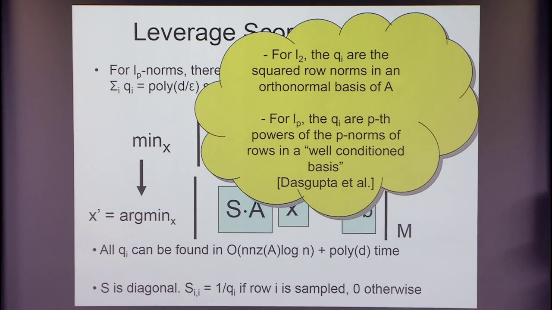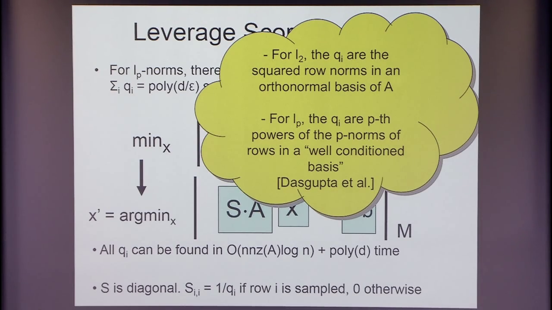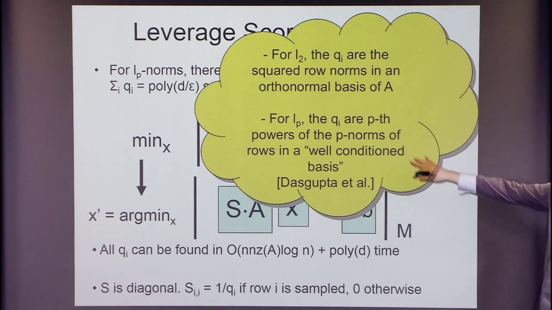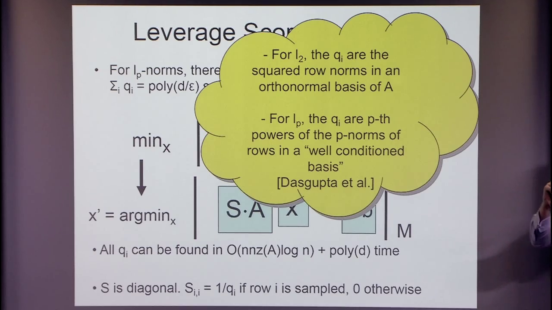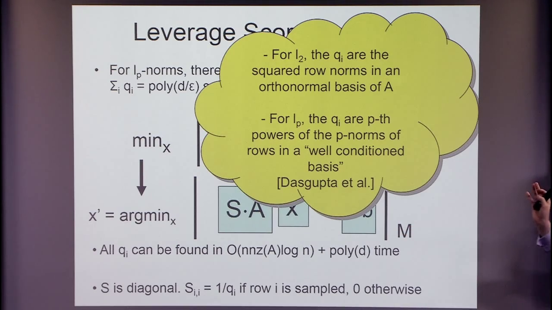And there are generalizations to LP norms. So instead of least squares regression, if I look at LP regression, there's a generalization of an orthonormal basis to what's called a well-conditioned basis by Dasgupta et al. And it's very similar in the sense that the qi are the pth powers of the p norms of rows in this notion called a well-conditioned basis. Okay, so that's what they are. And yeah, so that's how you would solve regression where the loss function is the LP norm.